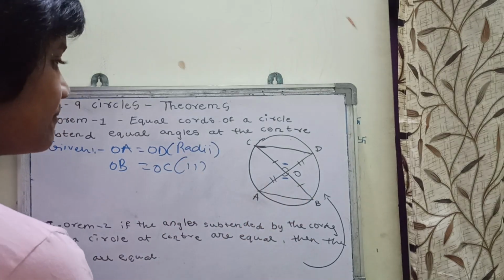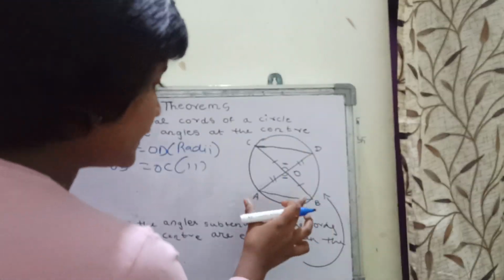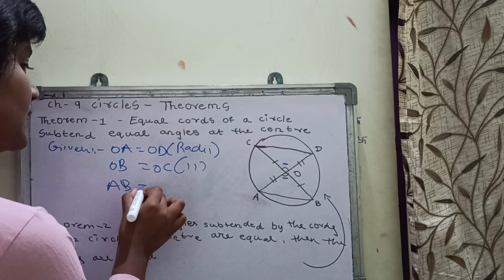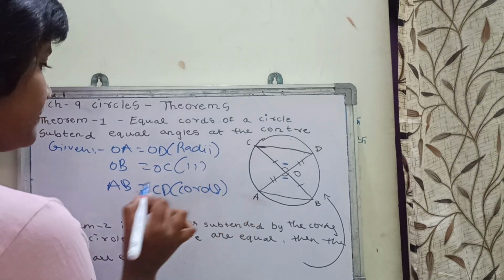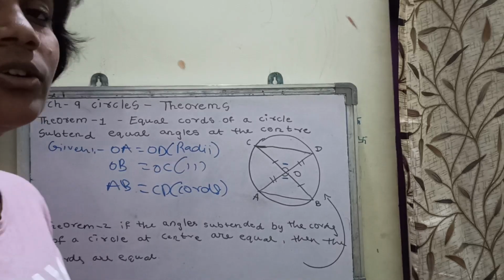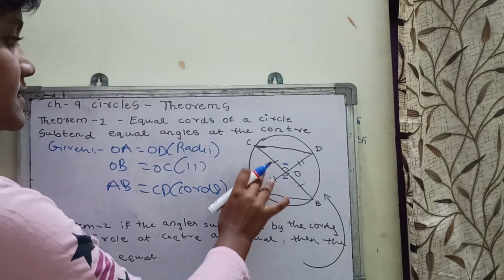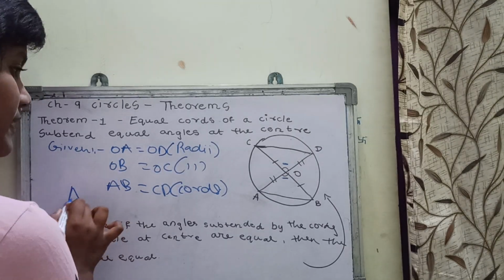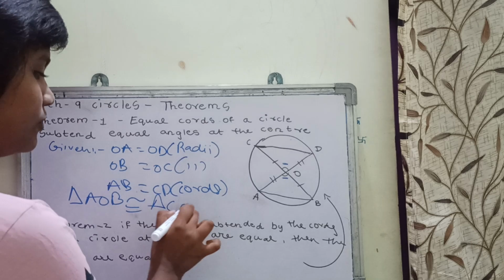So what did they say more? That the chords are equal. What are the remaining parts of the triangles AOB and COD? AB is equal to CD because they are chords, and also it is given. So what can we say about all this? That triangle AOB and triangle COD are congruent.